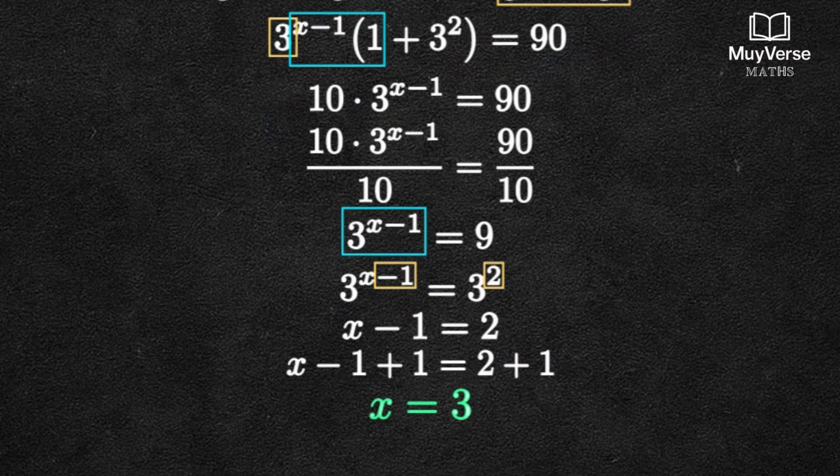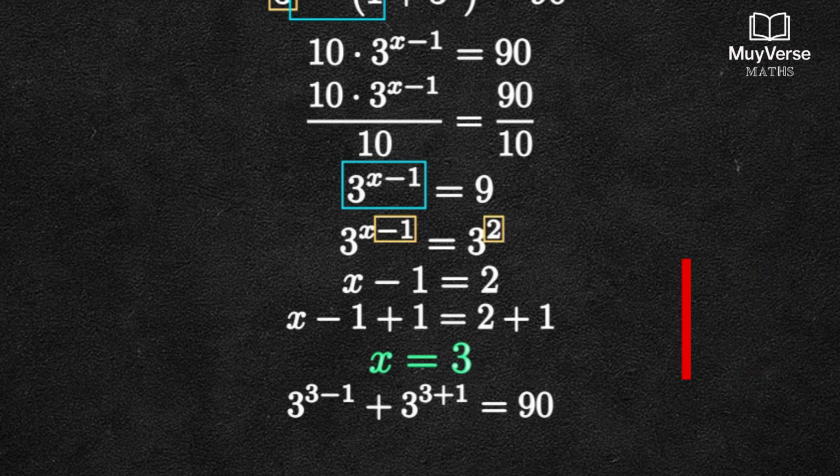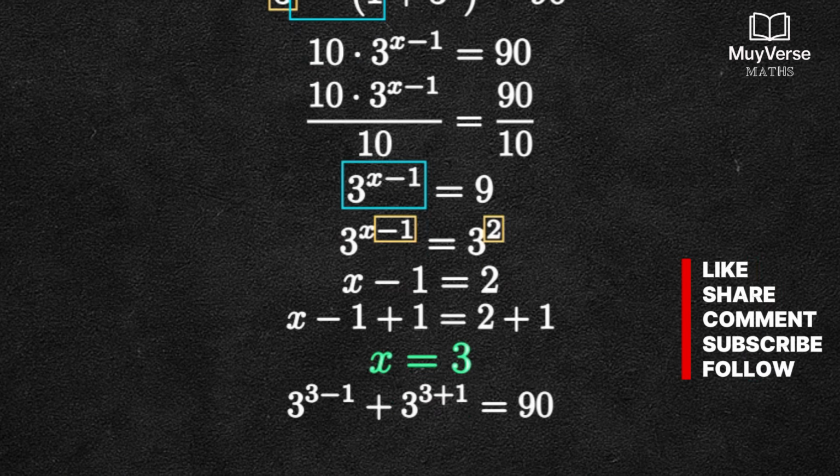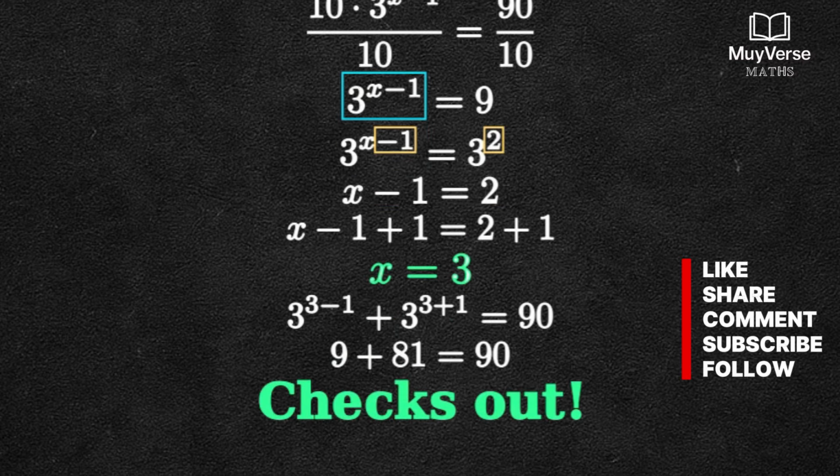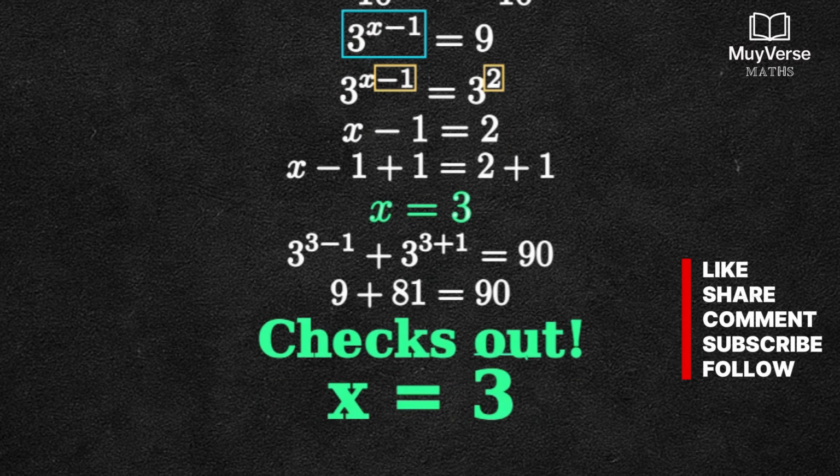Step 7. Quick check. Plug x equals 3 into the left side. 3 to the 3 minus 1 plus 3 to the 3 plus 1. That is 9 plus 81, which equals 90. The equation balances, so our answer is correct. Final answer, x equals 3.